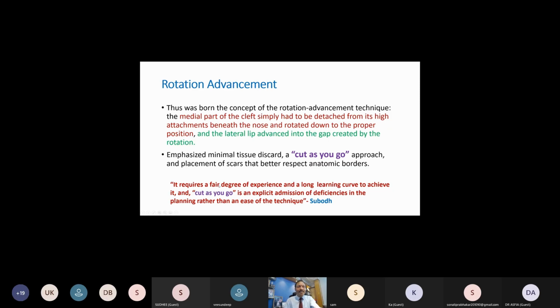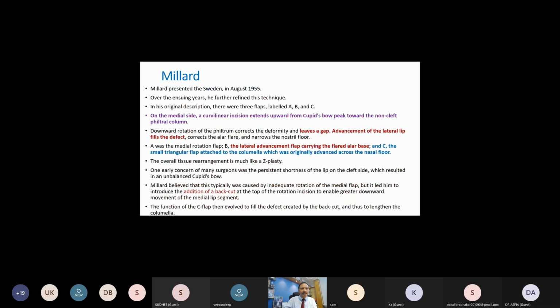I say this, that it requires a fair degree of experience and a long learning curve to achieve it. And cut as you go is an explicit admission of deficiencies in the planning rather than an ease of the technique. Because you have not planned it well, you are cutting it, you are increasing your incisions and you are rotating it. And when you find that it is now at a proper place, then you are bringing in tissue from the lateral side. So you're actually not sure when you are starting, and you go on cutting as you go on repairing this. So it is an explicit admission of deficiency of planning rather than an ease of technique.